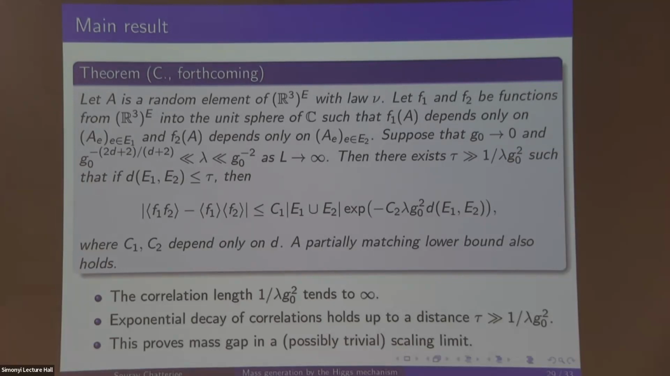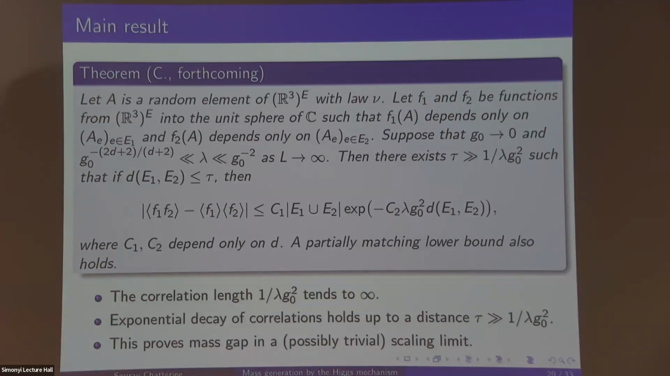Okay, any questions about this theorem? So, it's written in a rough way. Really what you need is sequences of two functions and sequences of E1 and E2, and lambda and G0 carrying as L goes to infinity in an appropriate way. So it's not written very precisely, but this is what it means.